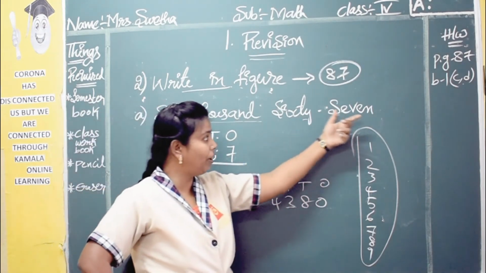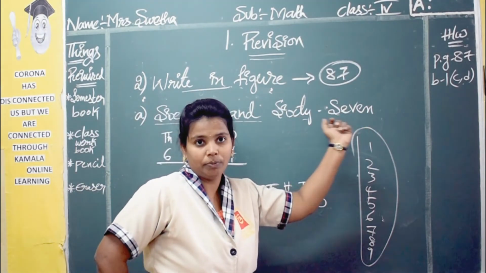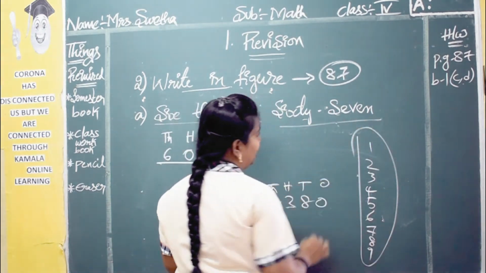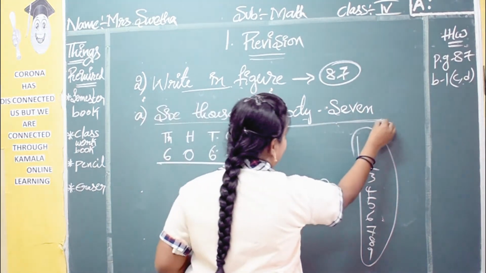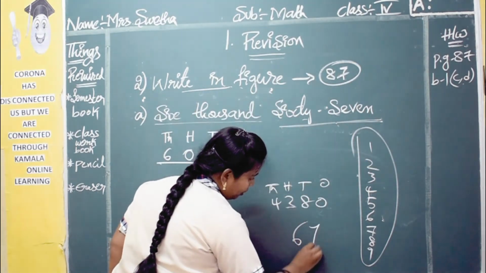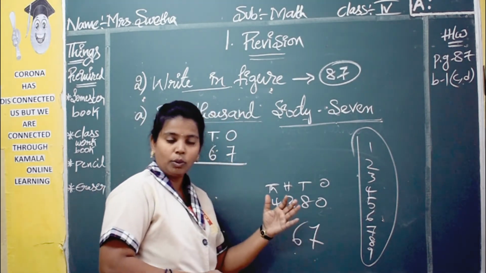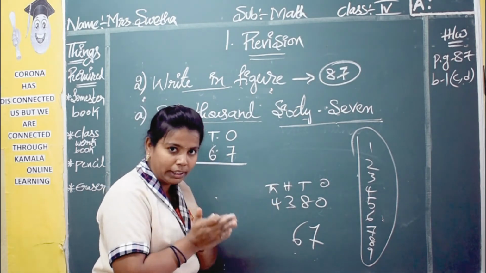Next you see, you find only two numbers here, 67. So how will you write 67? If you take them together, it will be very easy. You will not get any confusion either. 67. So how will you write 67? 6, 7, 67. So these last two numbers. In the previous problem I explained that the last two digits you have to take together.